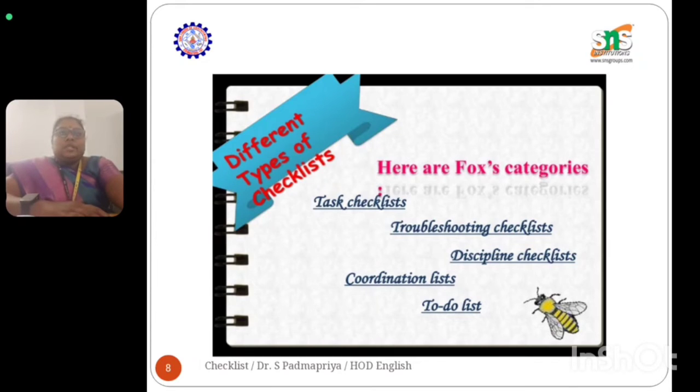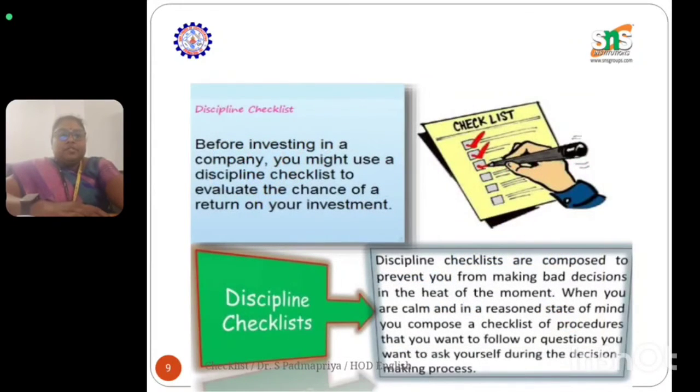So this is the actual format of preparing these kinds of checklists. Before investing in a company, this is one more example, that is the discipline checklist. Before investing in a company, you might use a discipline checklist to evaluate the chance of return on your investment. This is based on the answers which you receive, and based on that, you can make decisions of whether you can make an investment in that particular company or not.